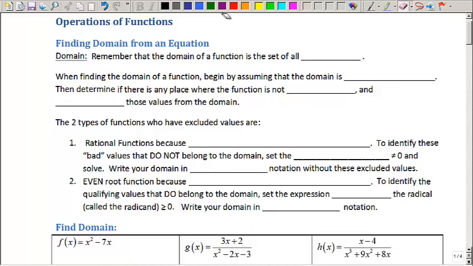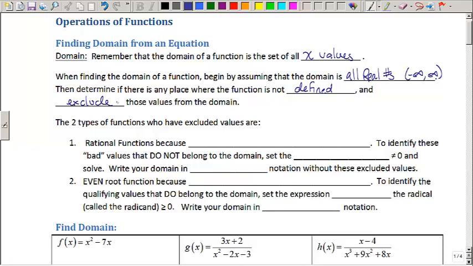First, in finding the domain of an equation, I'd like to remind you about what a domain is. Often we say that the domain of a function is the set of all x values. When finding the domain of a function, we're going to begin by assuming that the domain is all real numbers, or written in interval notation, negative infinity, comma, positive infinity. Then we're going to determine if there's any place where the function is not defined. And then we're going to exclude those values from the domain.